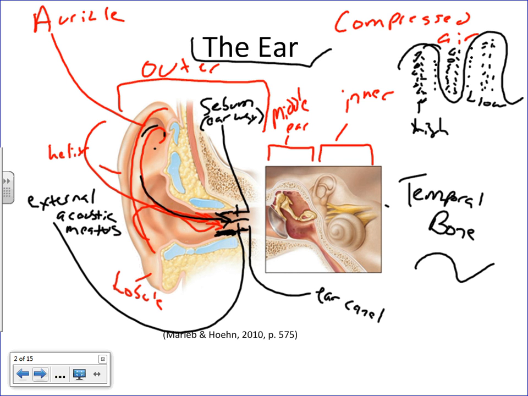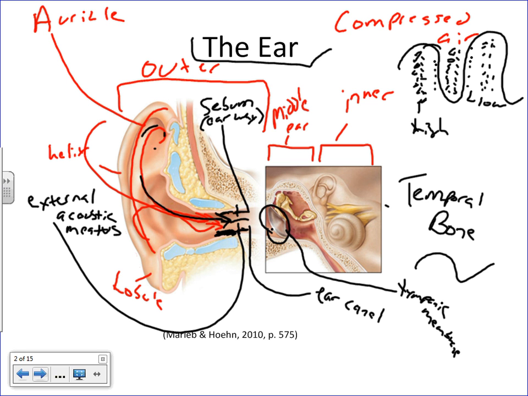And then when you take a look at the middle portion of the ear, you've got what's called the tympanic membrane, otherwise known as the eardrum. The tympanic membrane is a very thin fold of tissue that's highly vascular and also highly innervated. And I'm going to come back to that concept in a second.